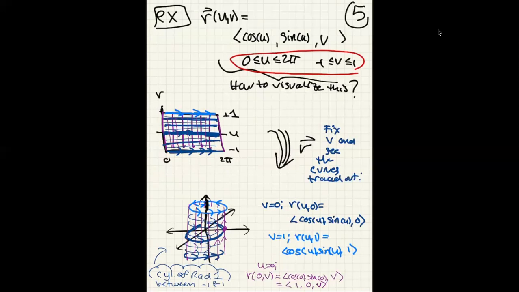So I'm going to move on to this next page. I'll give you another example. So that was a cylinder. Let's do this one. This one's great. So this is another.